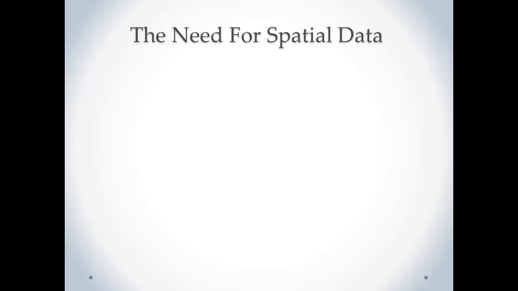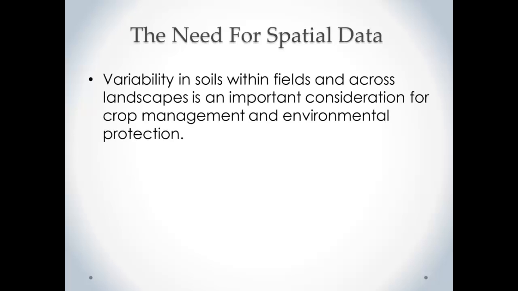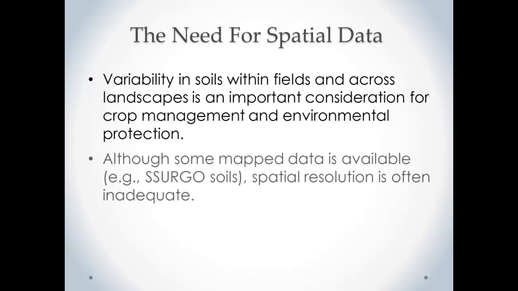So there's need for spatial data in part because of the degradation that has taken place on these soils. As we look across the landscape and look at how crop management exists today, and to also understand environmental protection, we need a better assessment of that soil resource as it exists within the landscape. We do have some information. Historically, we've used just soil maps as created by NRCS, but the resolution of this is often inadequate.